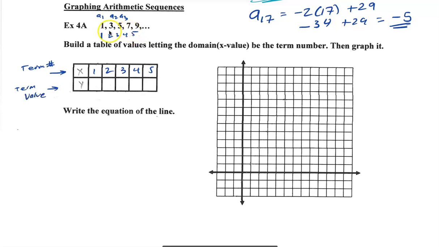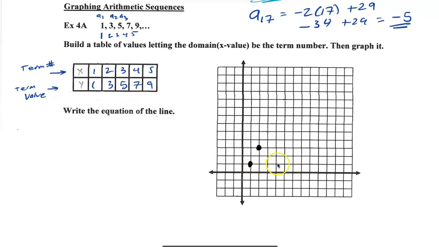Right, and the term value is just a sequence, so 1, 3, 5, 7, 9. Okay, now they want us to graph it. So keep in mind, these are coordinate points, so it's 1, 1 is our first point, right there. Then we have 2, 3, so 2, 3. That's 2, 3, sorry. 2, 3 is right here.